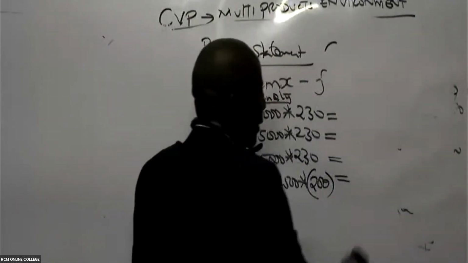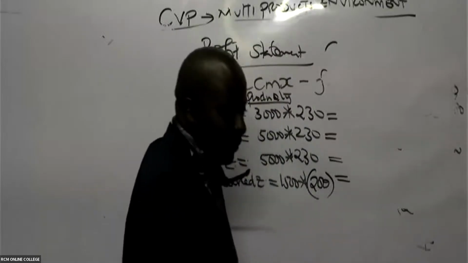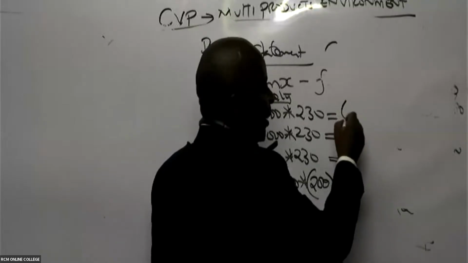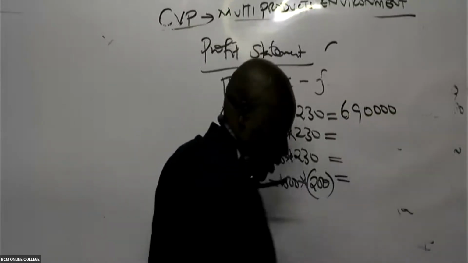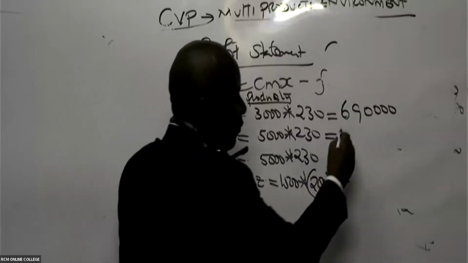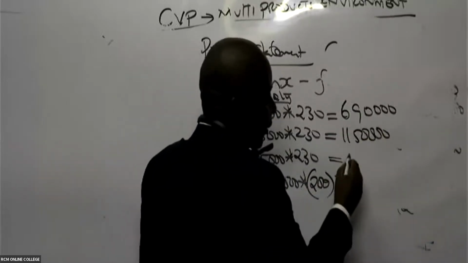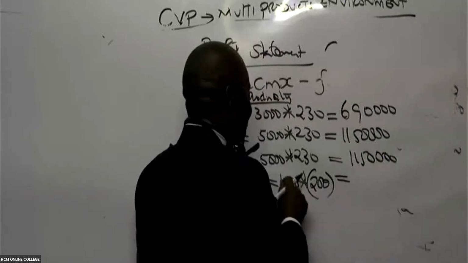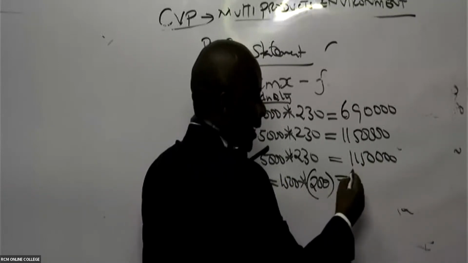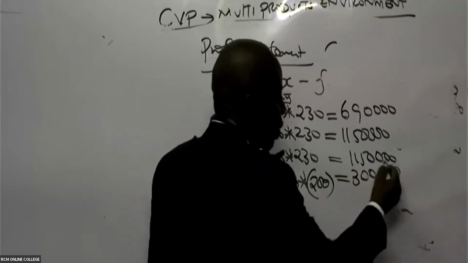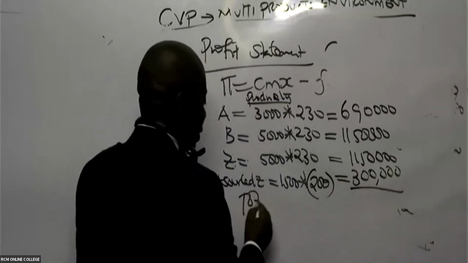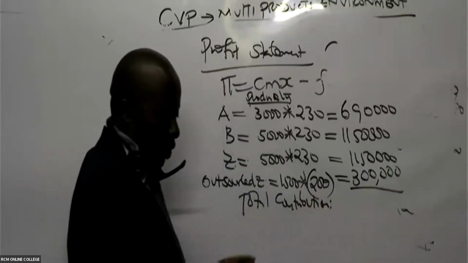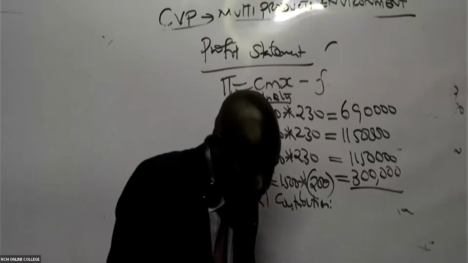So then are you able to give me these answers, ladies and gentlemen? The first one is what here? 690,000. How about the second one? 1,150,000. How about the third one? 1,150,000 again. How about the contribution you're receiving from this outsourced? 300,000. So are you able to give me the total contribution? You add up everything. Thank you so much.